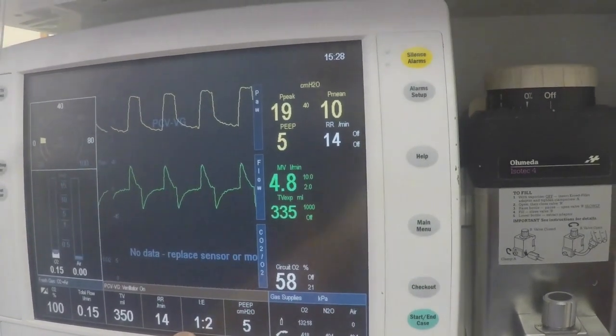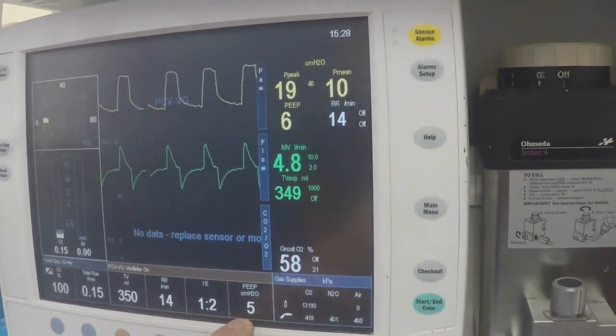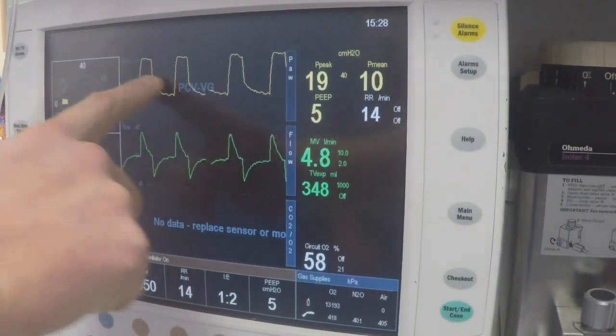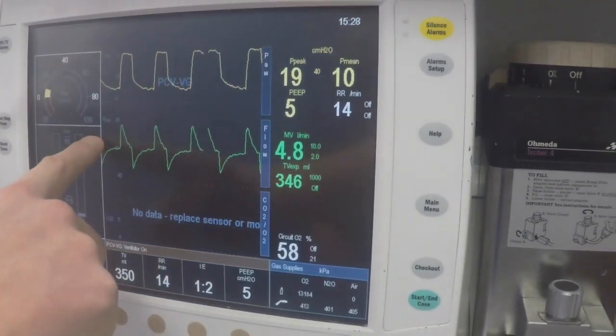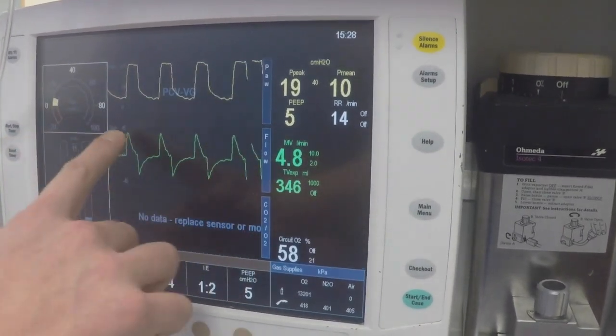We then have the peak end expiratory pressure, which has been set at 5 centimeters of water. We then have a yellow graph, which is a pressure trace, and then a green graph, which is a flow trace. The patient's compliance affects the relationship of these two traces.